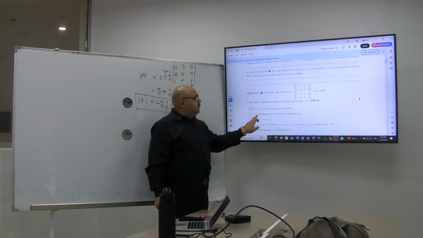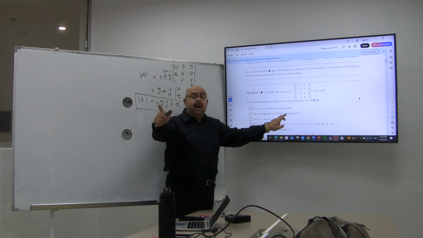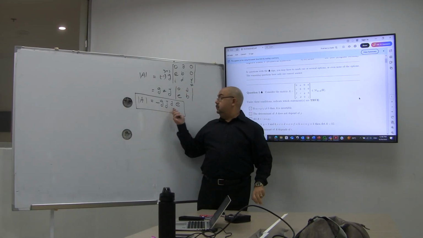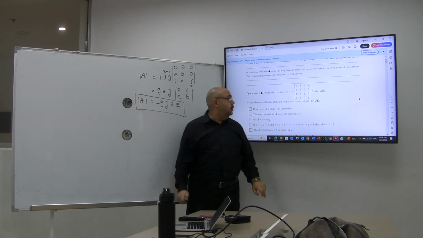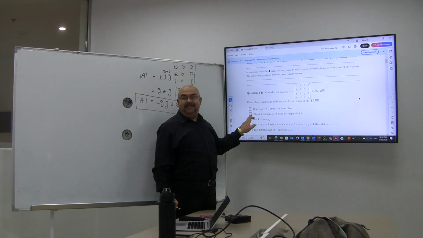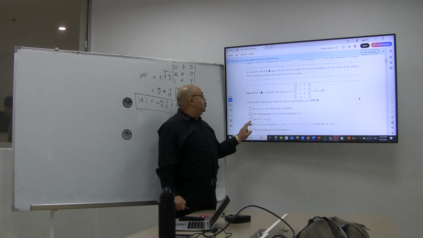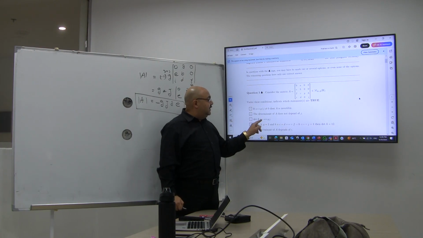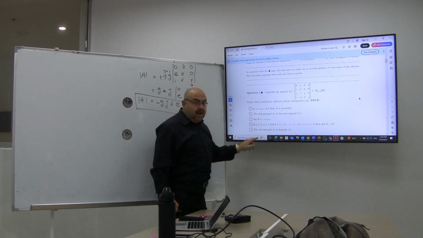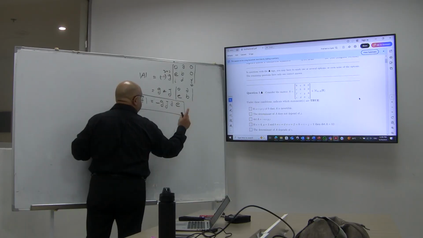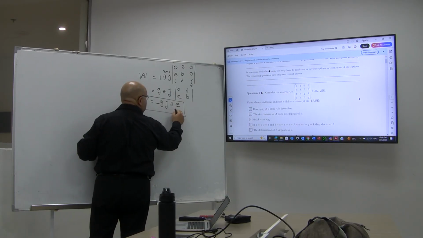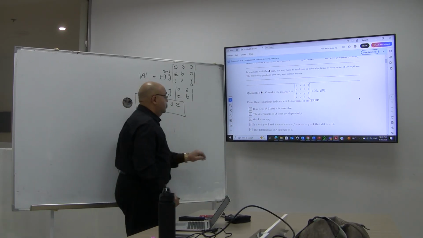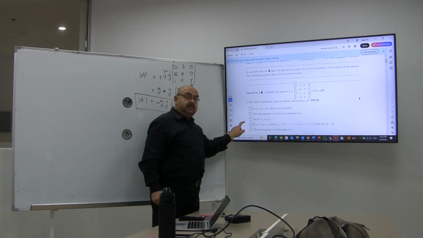The second: the determinant of A doesn't depend on J. It depends. So you are not going to choose B. Moving on to C: the determinant of A is equal to negative A, E, G, J. Negative A, E, G, and J. So this is going to be a correct answer.